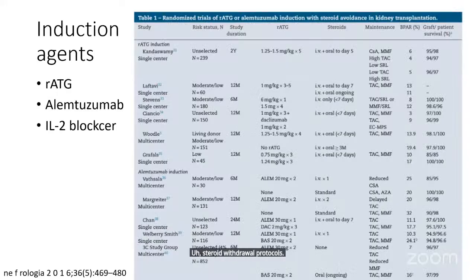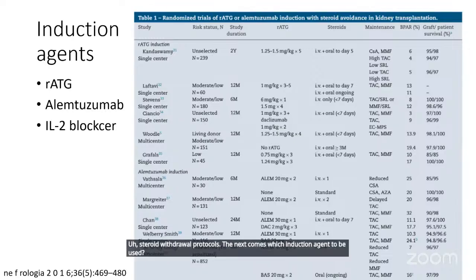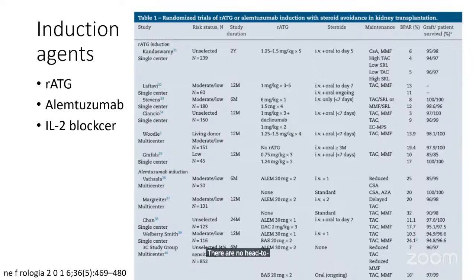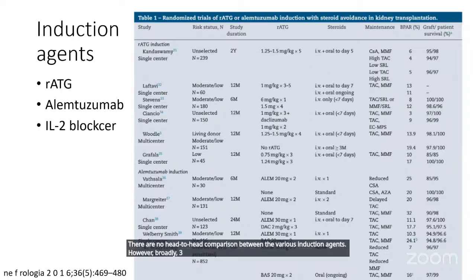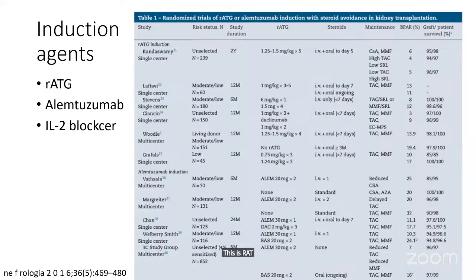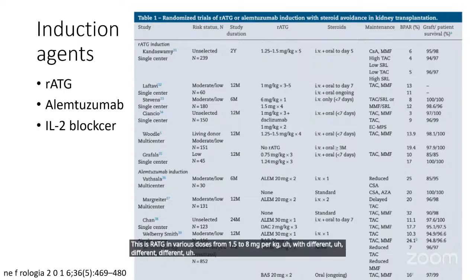The next question is which induction agent to be used. There are no head-to-head comparisons between the various induction agents. However, broadly, three induction agents have been used in various studies. This is RATG in various doses from 1.5 to 8 mg per kg with different protocols and monitoring.